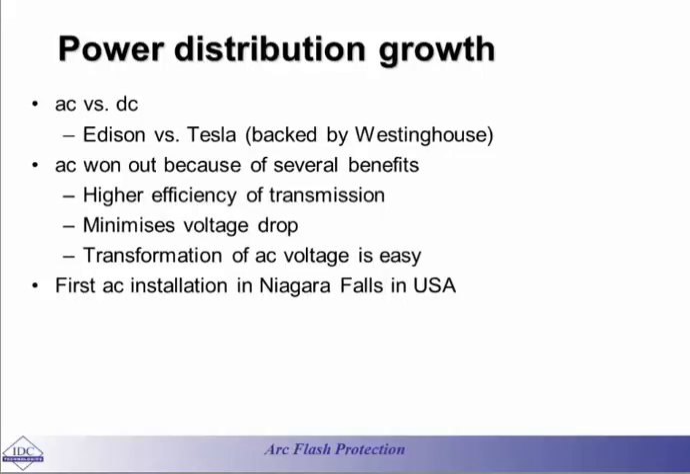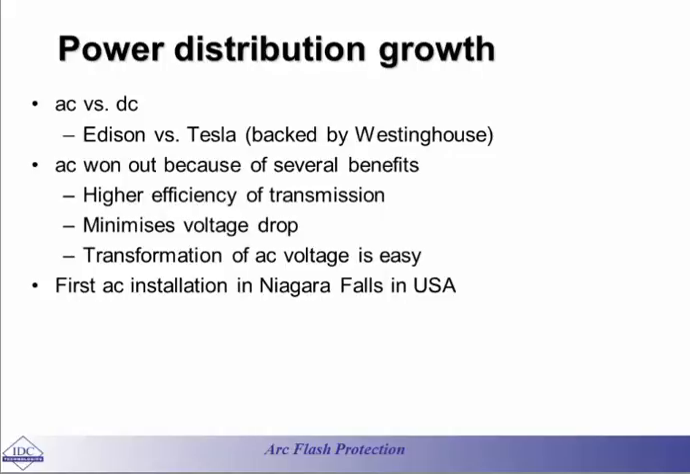Now the issue is this. We have got two options. One of them is AC and another one is DC, both possible for distribution, right? But there are some advantages for AC, like higher efficiency of transmission. This is by means of equation. Minimizing the voltage drop. How? By means of the tap changer on the transformers.